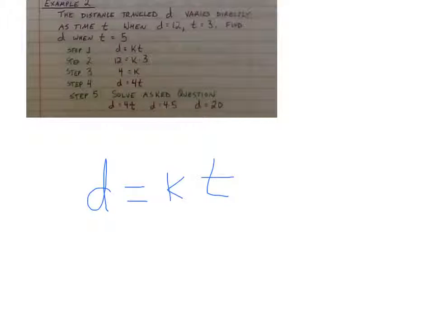And they say find the distance when time is 5. So we have the function d equals 4t. Our time value is now 5, so d equals 4 times 5. So our distance is equal to 20.